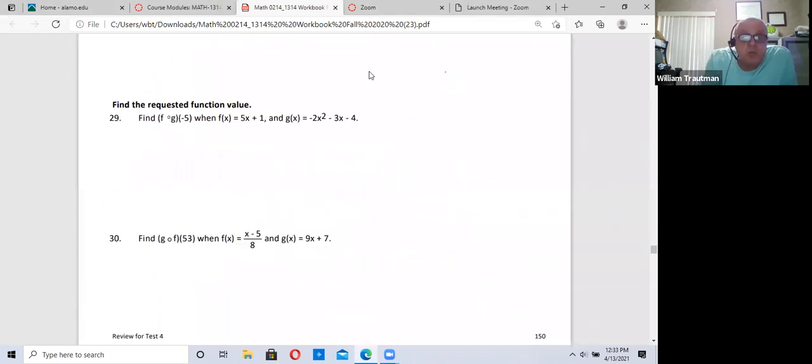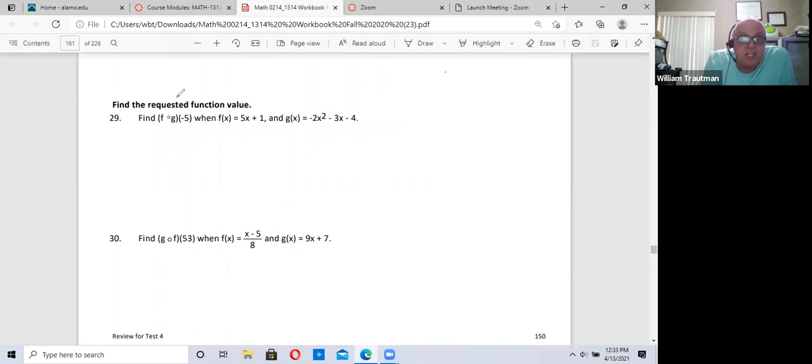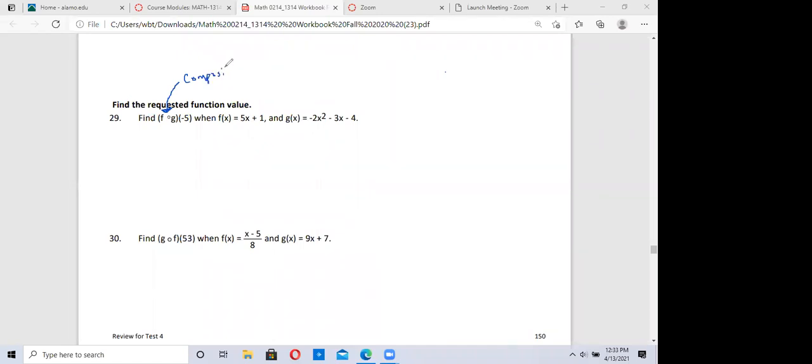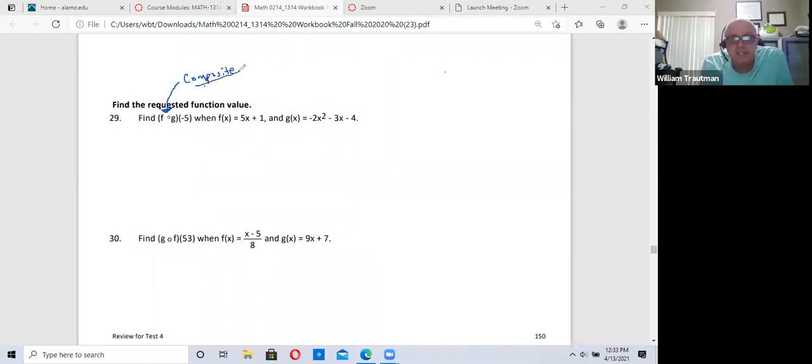So this is not multiply. By the way, can somebody tell me what this is called? Anybody here? I just want to make sure somebody's listening. What is that open circle? What do I call that? Anybody remember? Starts with a C. Anybody want to? Composite? Yes, it's a composite. Composite. Thank you. Somebody is listening.